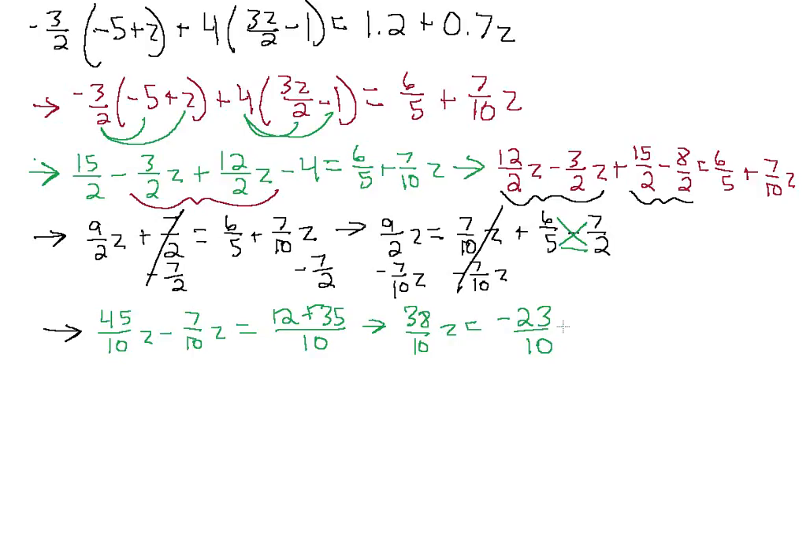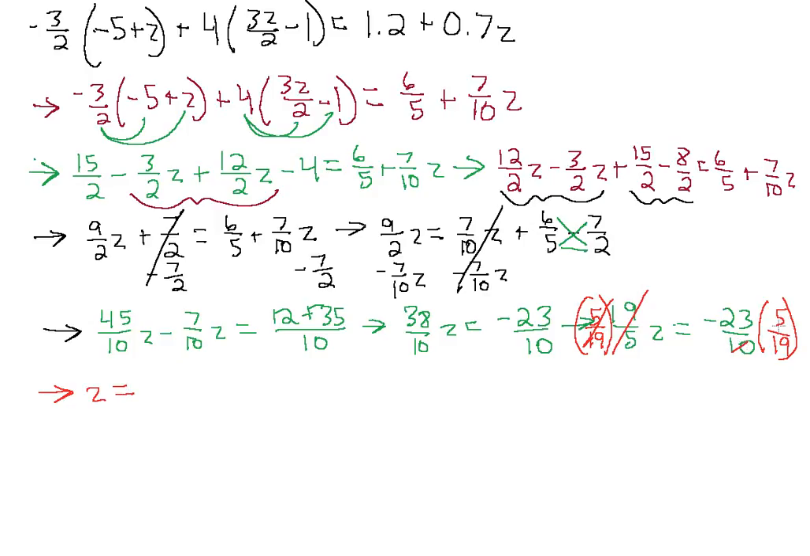We can go ahead and take this another step further and simplify 38 over 10. We can factor out a 2 from the top and bottom, which gives us a 19 over 5z. That's going to equal a minus 23 over 10. And one step remaining. We're going to multiply both sides by the reciprocal here. We're going to multiply by a 5 over 19 on both sides. That's going to cancel with that, leaving just z on the left.